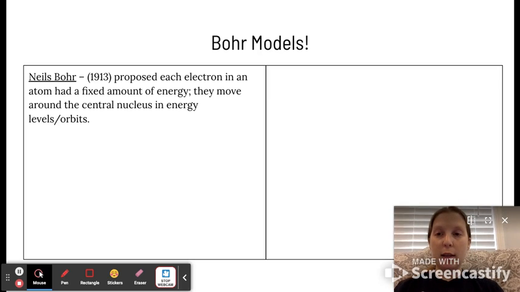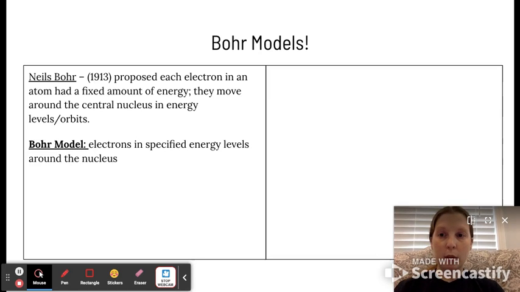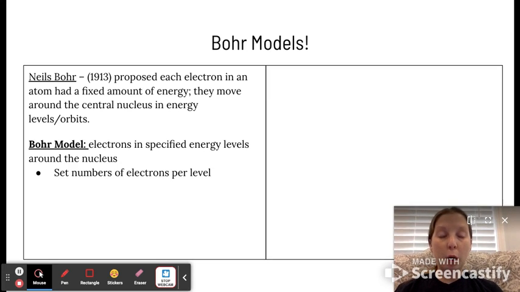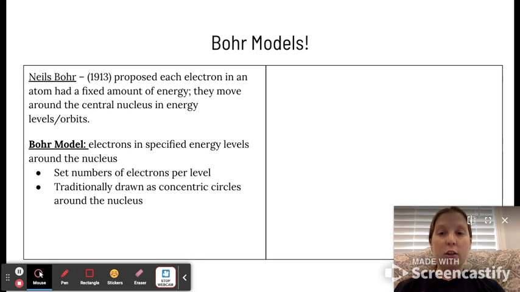So we've got the Bohr model, coined by the physicist Niels Bohr, and he proposed that electrons on an atom had a fixed amount of energy, and with that fixed amount of energy, they moved around the nucleus in specific orbitals. We look at these energy levels around the nucleus, and they build out from the nucleus, so the further you are away, the more energy you need to be there. There are only a set number of electrons per orbital or per level that you can have, and they're usually drawn as circles around the nucleus.